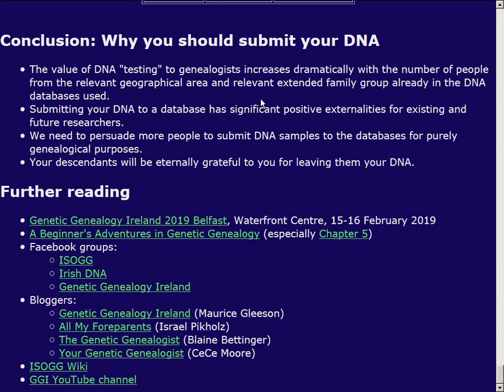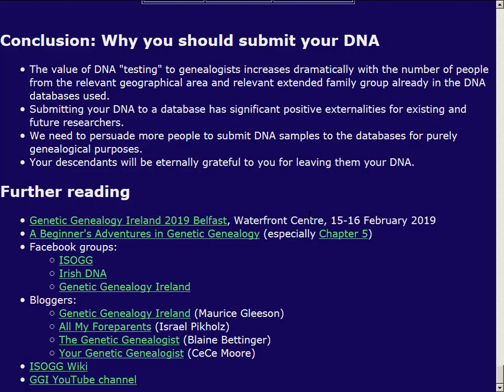So at the end, why should you submit your DNA? The more people in the database, the more useful it is. There are positive externalities for existing and future researchers, especially if you're a man and you get your Y DNA analysed. That's of great benefit to your female relatives who don't have the Y chromosome and wish they did for genealogy purposes, whatever about for other reasons. And your descendants will be eternally grateful to you for leaving them your DNA, as we would have been grateful if our ancestors had left us DNA samples.